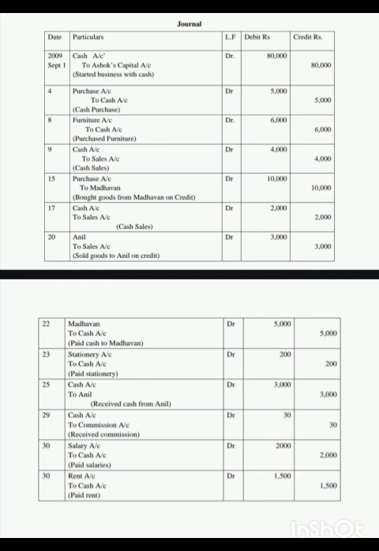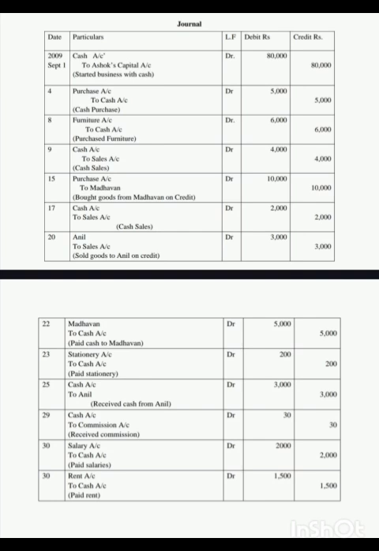23rd September, paid for stationery 200 rupees. Stationery account is an expense account under nominal accounts. Since stationery is an expense for the business, we debit stationery account, debit all expenses and losses. Cash account, being real, is going out of the business, so we credit cash account, credit what goes out.